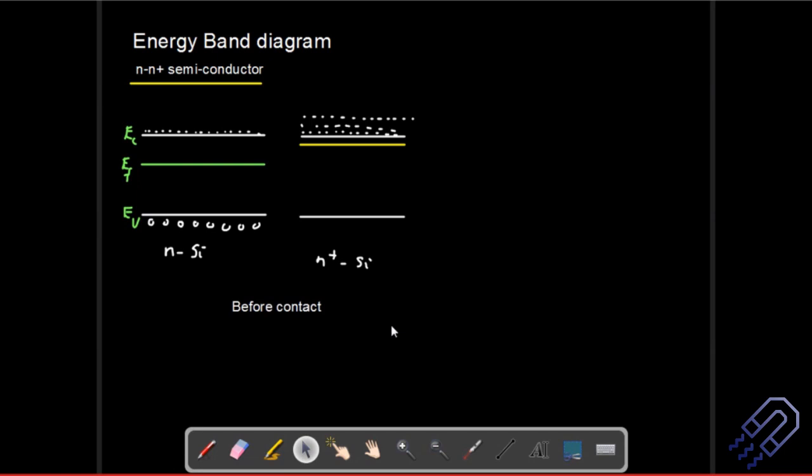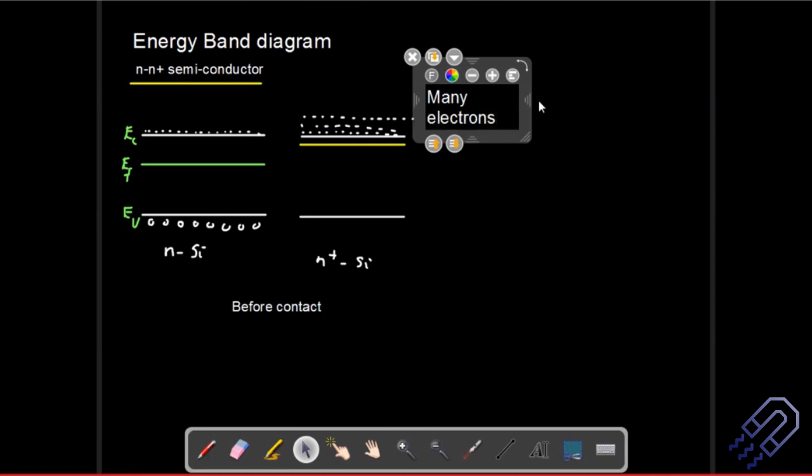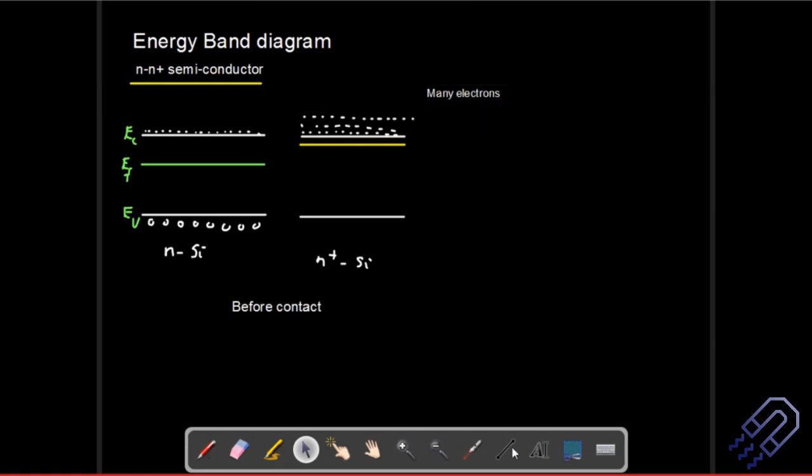Now what happens after the contact? Okay. So what are the points that we should note here? The first point is very simple. There are many electrons here. Whenever we are having an N plus semiconductor, we have got more electrons. Okay? So this is what happens.